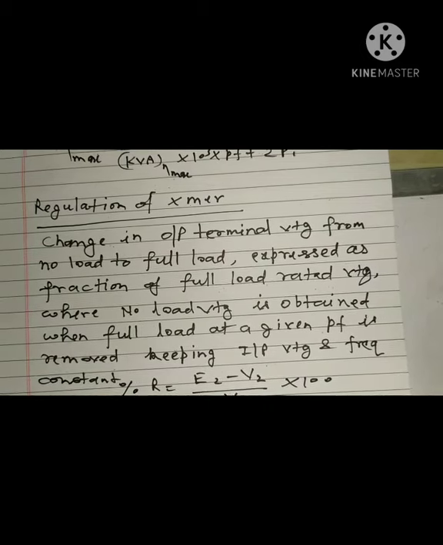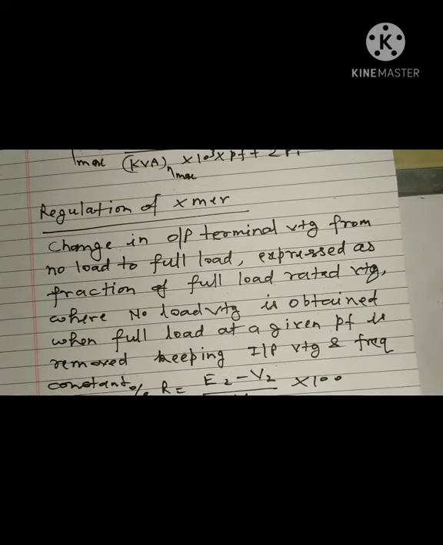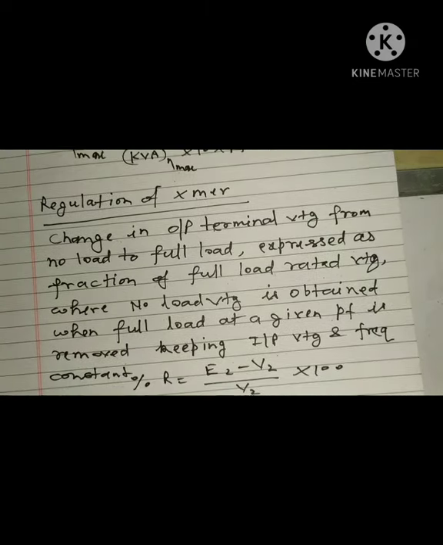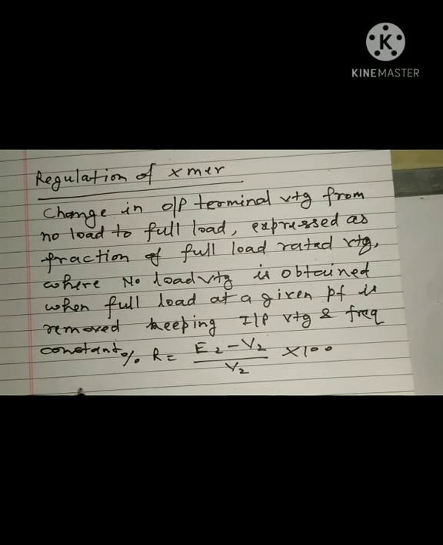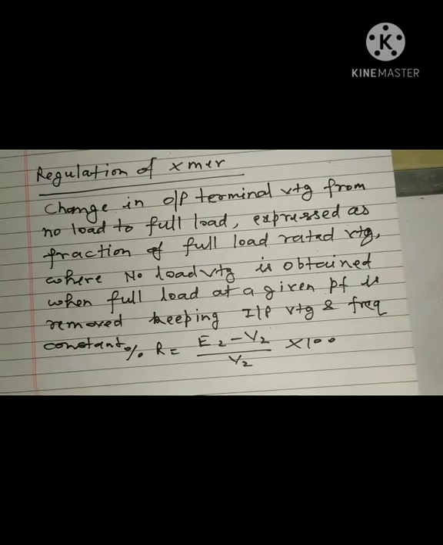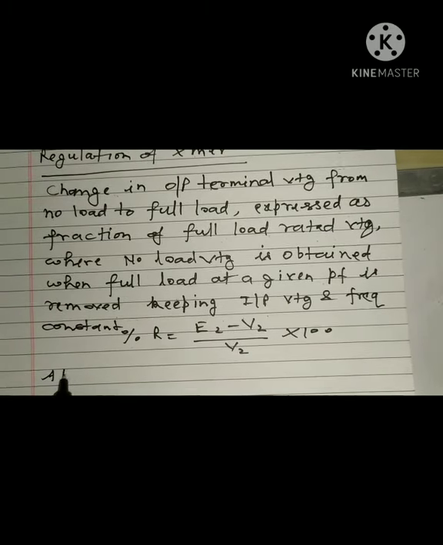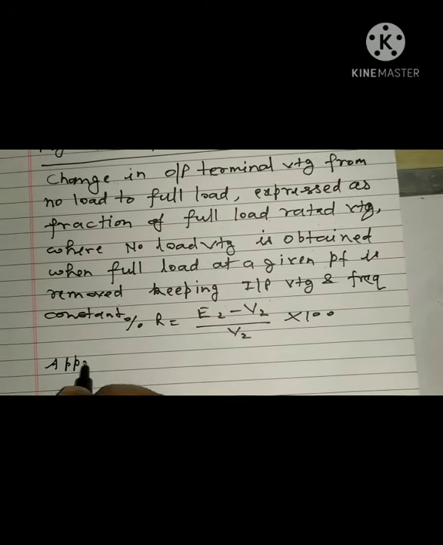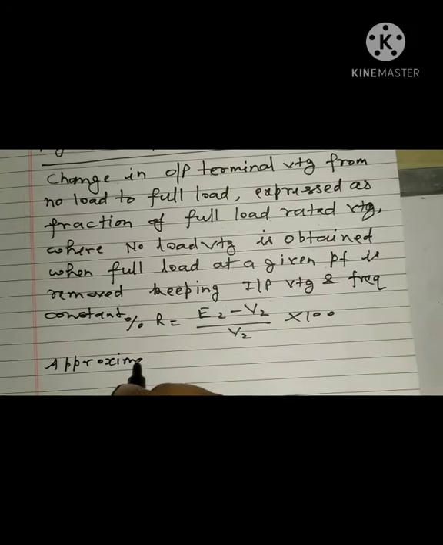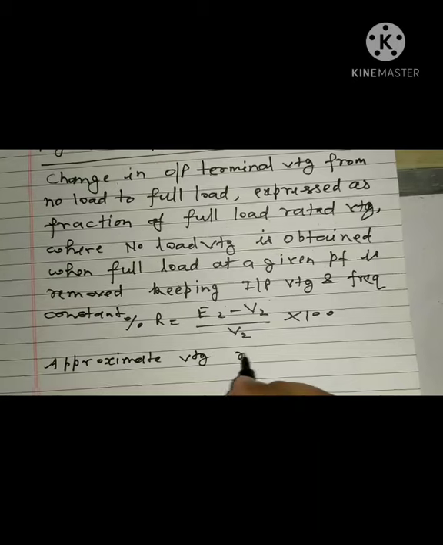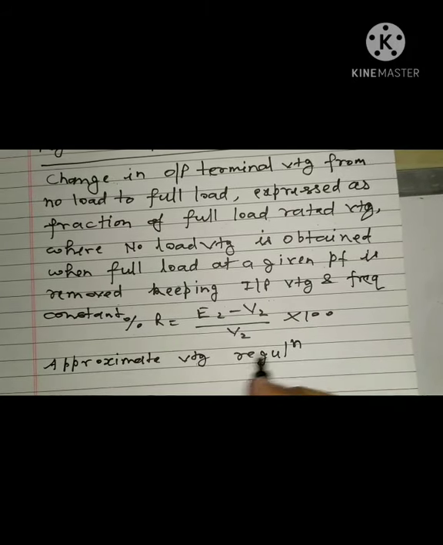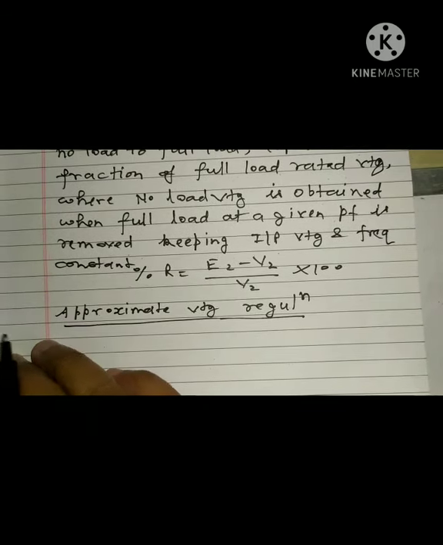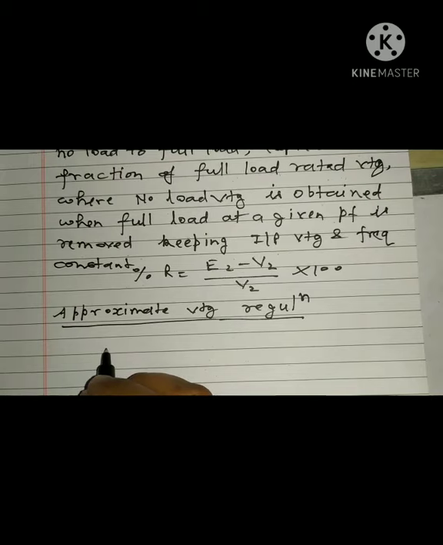Okay, where E2 is no load voltage. Let us go for regulation by approximation. So approximate voltage regulation. So if I refer my circuit on secondary side, then it will be like this.